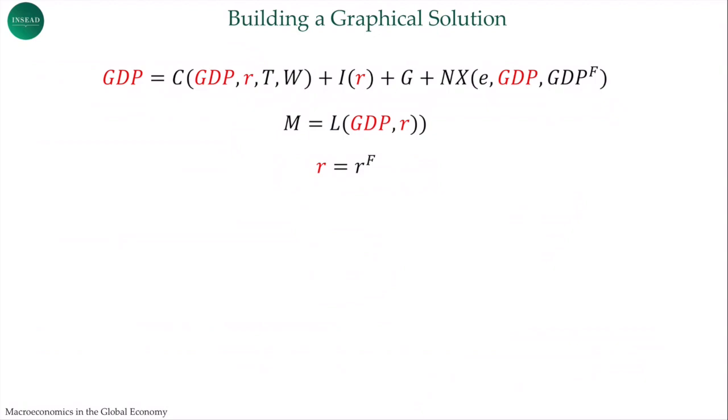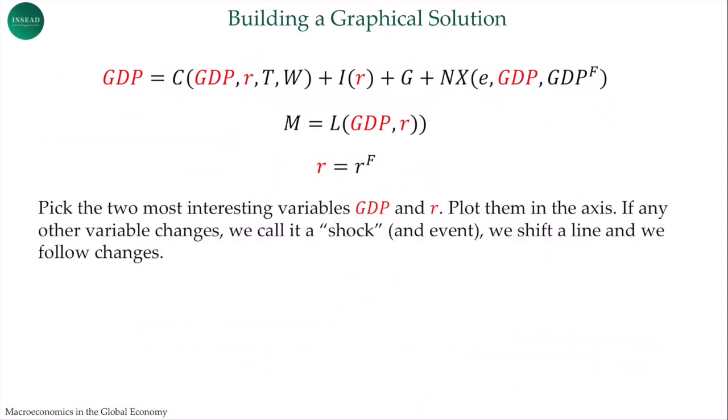Now we need to choose two variables that we believe are the most interesting ones, the ones that we need to keep track of. Now there's plenty of them here, but we're going to choose GDP and the interest rate. So we'll represent these two variables on the two axes. And then any other variable that is not one of these two, if it changes, we're going to have a shift in one of these three curves. Now let's do it. We're going to represent each of these curves first graphically, then we'll put them together, and then we'll do a couple of examples.